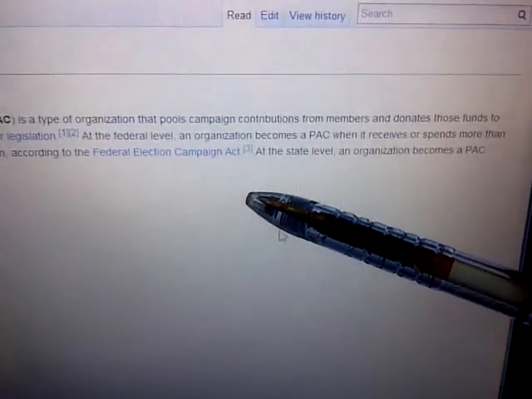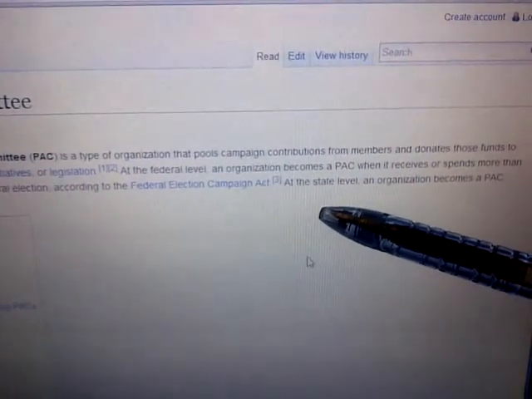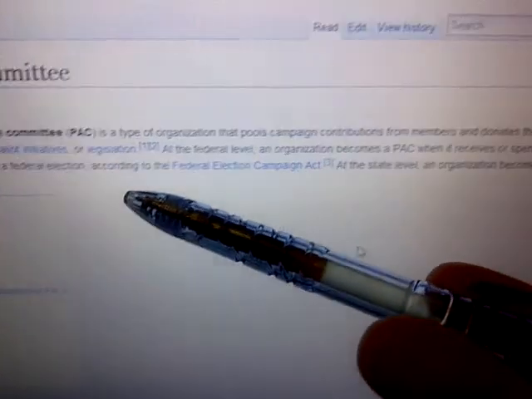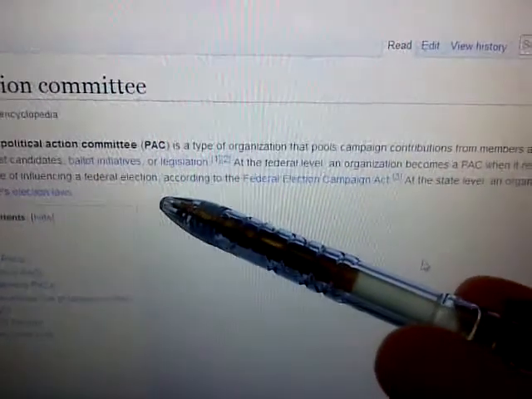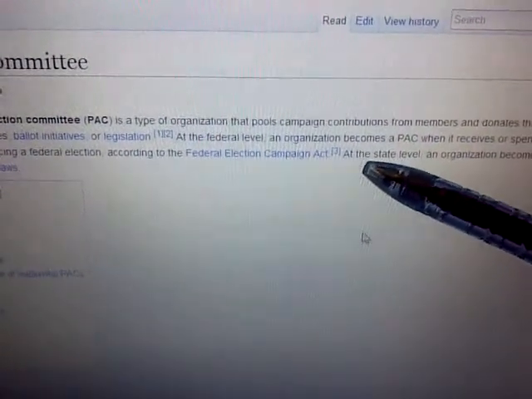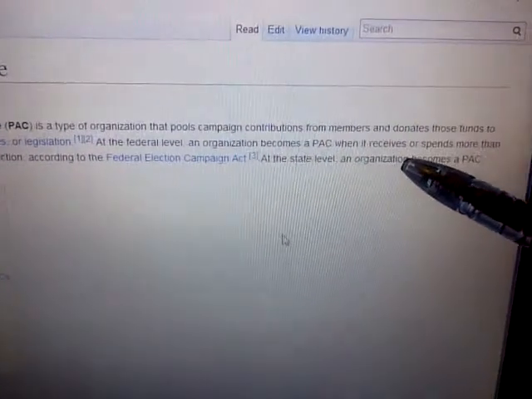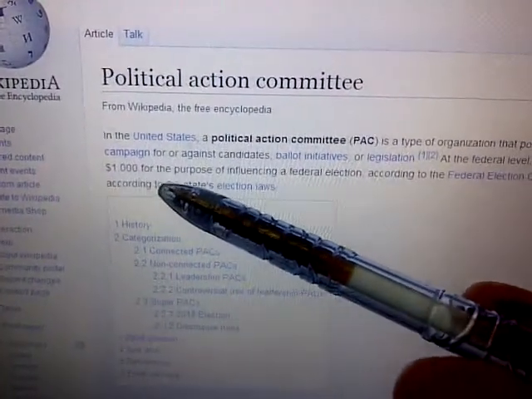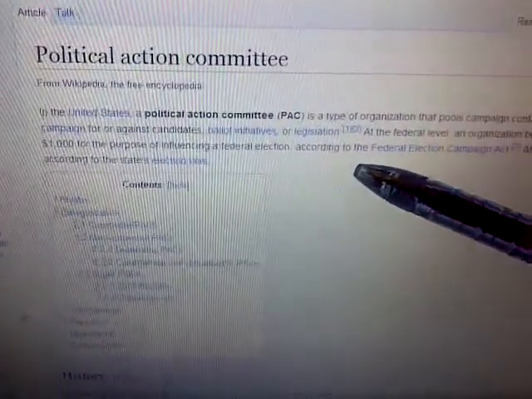But of course, you probably want to consult some legal counsel before you start getting really into this. But I'm sure there's some guidelines here. It says here, at the federal level, an organization becomes a PAC when it receives or spends more than $1,000 for the purpose of influencing a federal election, according to the Federal Election Campaign Act. So, I mean, it shouldn't be too hard to become a PAC. What is that? 2 Bitcoins right now?